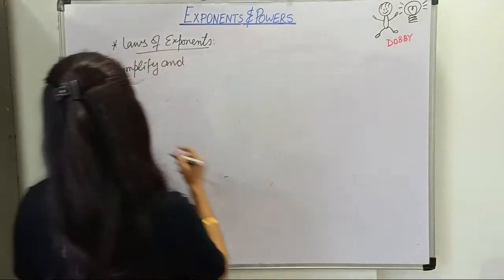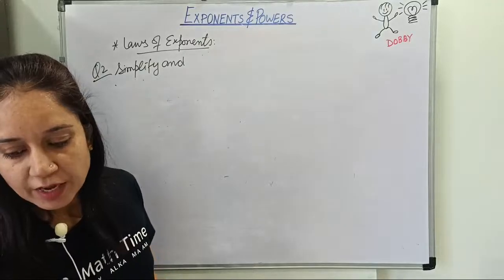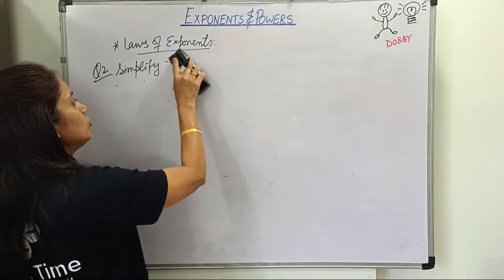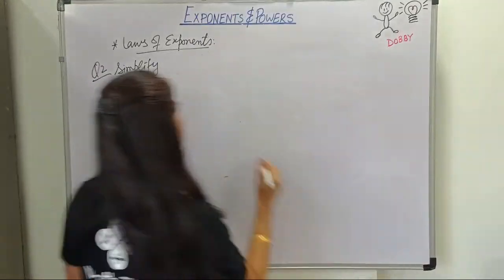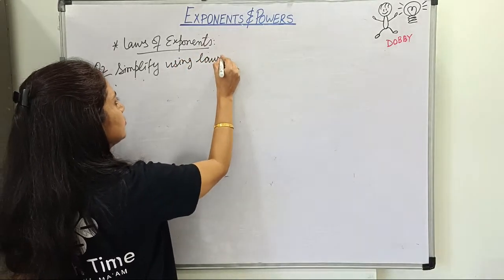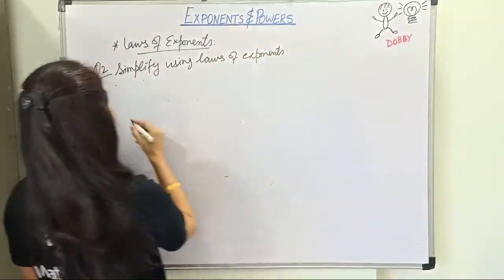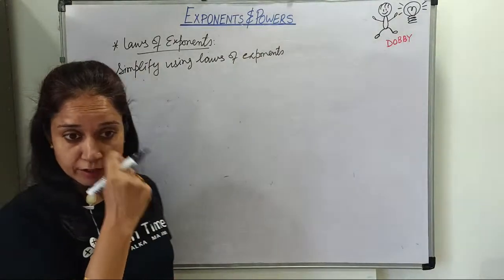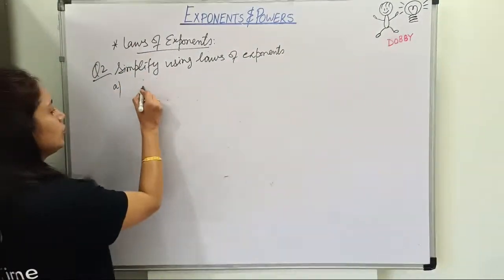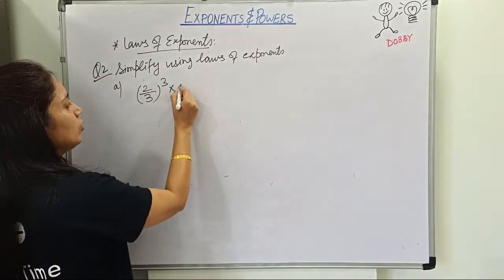Question number 2. Simplify using laws of exponent. Only simplify. And you have to use the laws of exponent. A part. First question. The question is given: 2 upon 3 raised to the power 3 multiplied by 4 upon 9.